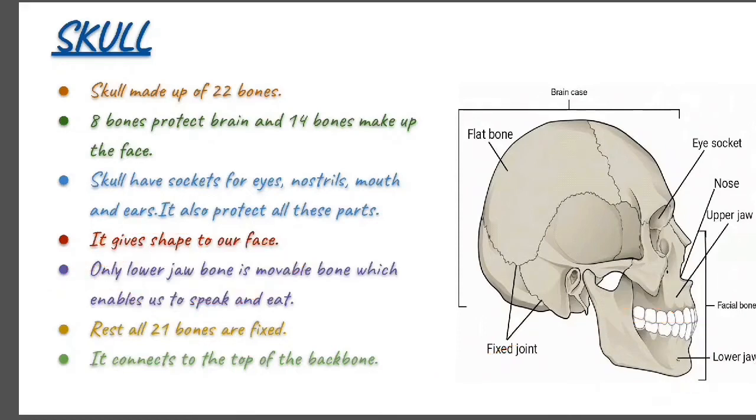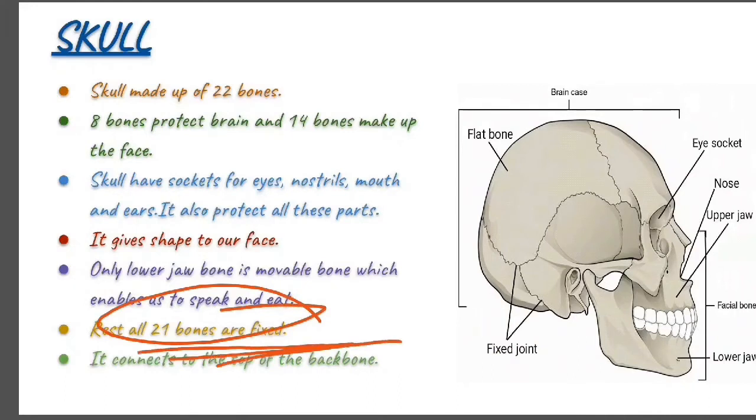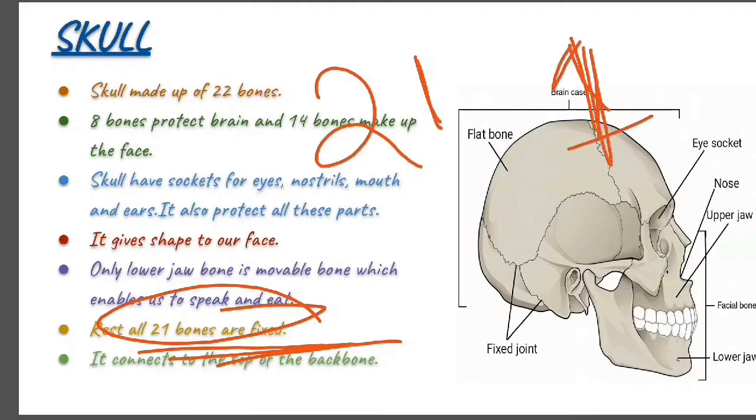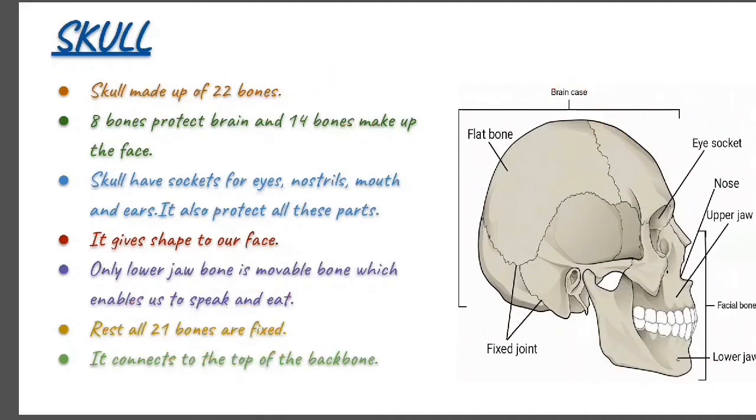The remaining 21 bones are fixed in your skull. So 21 bones are fixed into the skull. Only which one is remaining? That one bone is movable, that is the lower jaw.